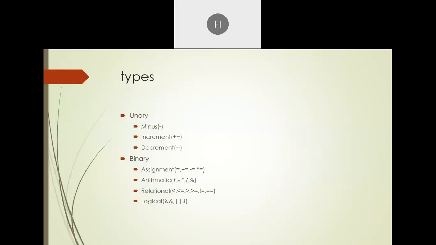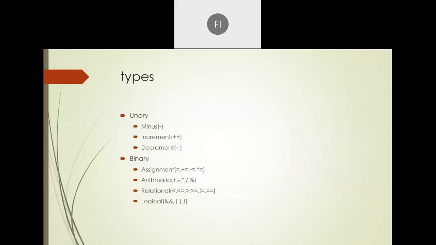As you know, plus and minus are well-known: addition, subtraction, multiplication and division. But percentile is mostly used for the remainder. To get the remainder from a value, we use the percentile operator. Similarly, we have relational operators like less than equal, greater than equal, not equal, double equal. These are all used to compare two values or variables, whether they are equal or not, whether one is greater than the other or not. Each and every comparison is done using a relational operator.